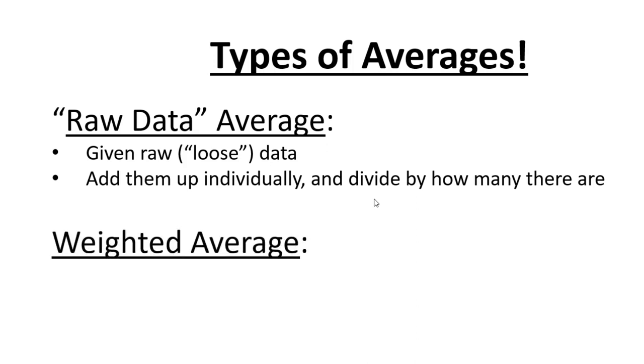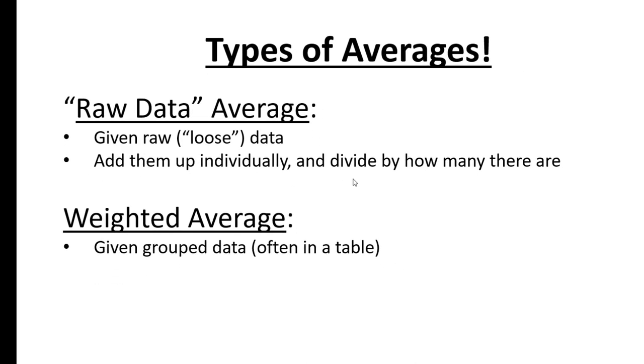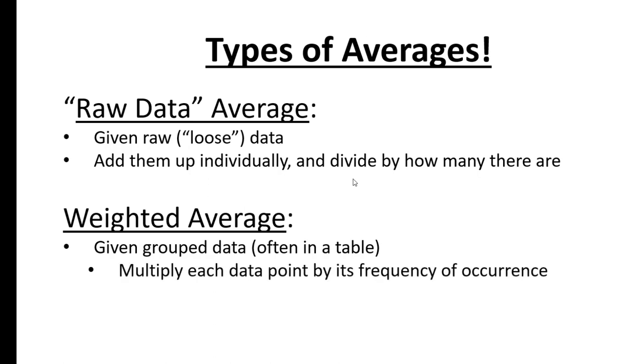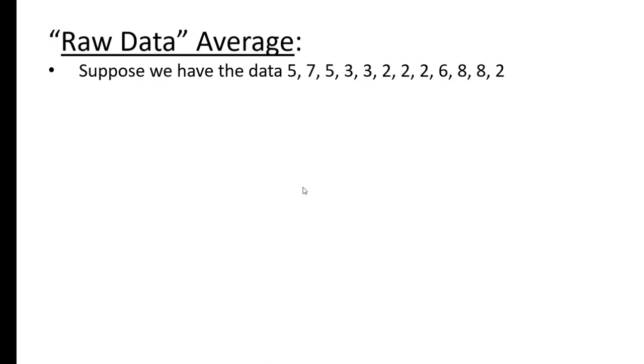A grouped data or weighted average is different. You're given your data in some kind of a table or a chart. You can also do these from charts, which is actually pretty cool. And then there's a small process. The first thing is you multiply each data point by its frequency of occurrence. Then you add up all of those things you just multiplied and then divide by how many there are. Now, as different as both of these definitions are, it's actually the same math, just done in a different way. Let's take a look.